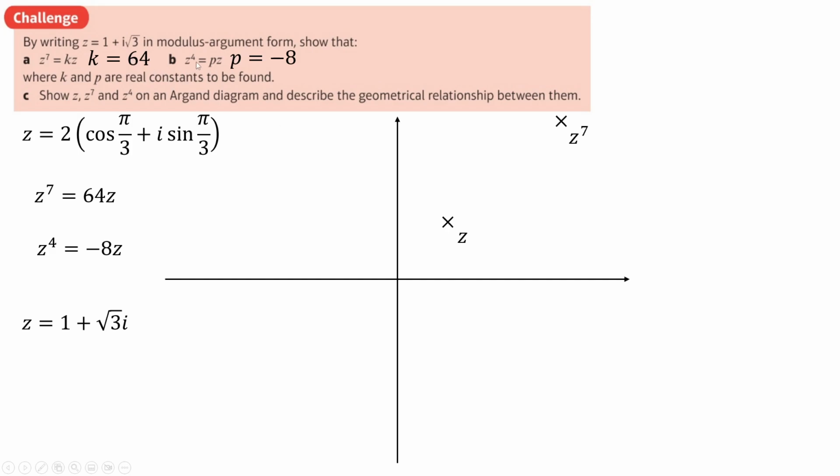And then z to the 4, you can tell here it's like we've stretched it, but by a minus scale factor. So we've actually stretched it backwards, away in this direction, by a factor of minus 8. So it's going to be somewhere here. And because they all have the same angle, except for this negative angle, they all just lie on a straight line. And so that's just the geometrical relationship between them.